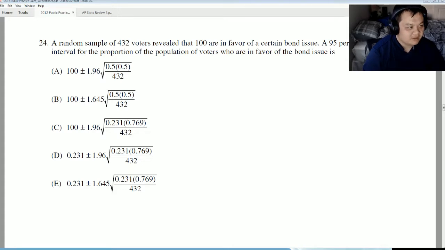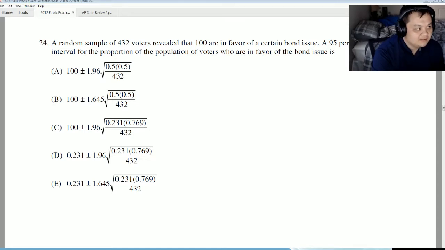Tell me when you got the answer. Is it D? Okay. Why do you say it's D? Why is it not A, B, or C? Like, what's wrong with it can be 100? It can be 100. It's not a proportion. Alright, good. Then what's the difference between D and E?